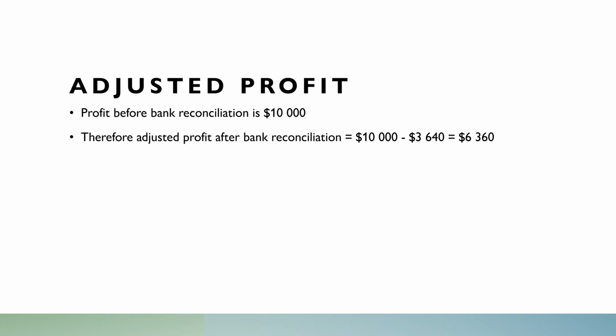Lastly, sometimes the question will ask you to find the adjusted profit. So the profit before we do our bank reconciliation, let's say, is 10,000. To find the updated or adjusted profit, we will take this 10,000 minus the effect on the profit that we calculated just now. We have calculated that the profit goes down by 3,640, right? So now the adjusted profit will be 10,000 minus 3,640. That will give you 6,360.